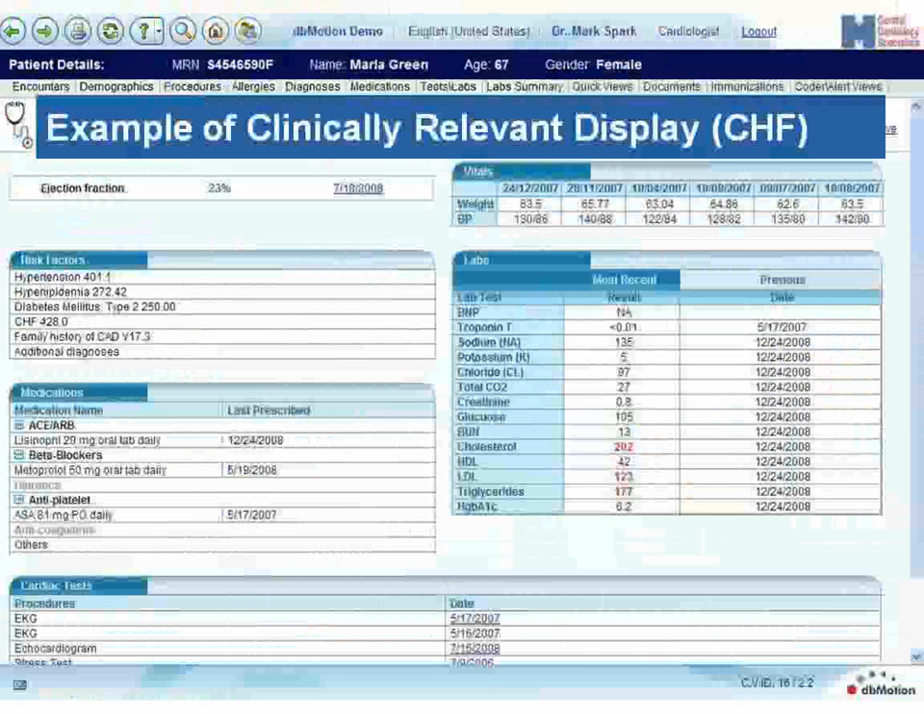And he wants to know what antiplatelet drug the patient is on to avoid stroke risk. And he wants to know what cardiac tests the patients had done, such as EKGs and echocardiograms and stress tests, and he wants weight over time because that's important for heart failure patients.